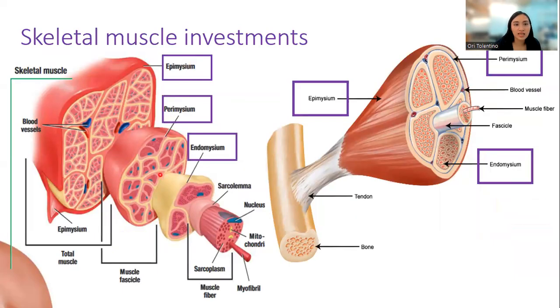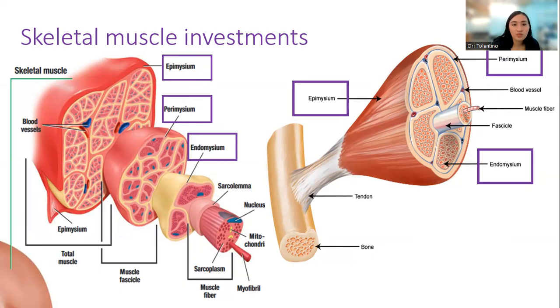Epimysium right here is a dense connective tissue surrounding your entire muscle. It blends with the deep fascia and the tendon. Perimysium is also dense connective tissue, but less dense than your epimysium. It's thinner than your epimysium and it covers a group of muscle fibers. So here are muscle fibers, and surrounding them is a perimysium. And this group of muscle fibers surrounded by your perimysium is called what again? It is called your fascicle.